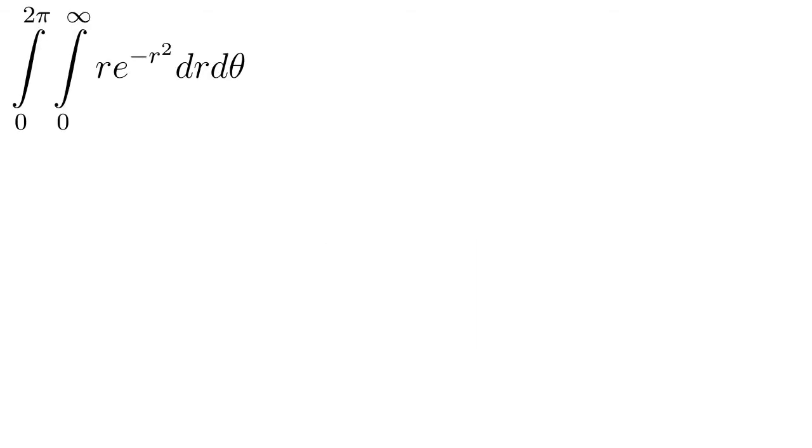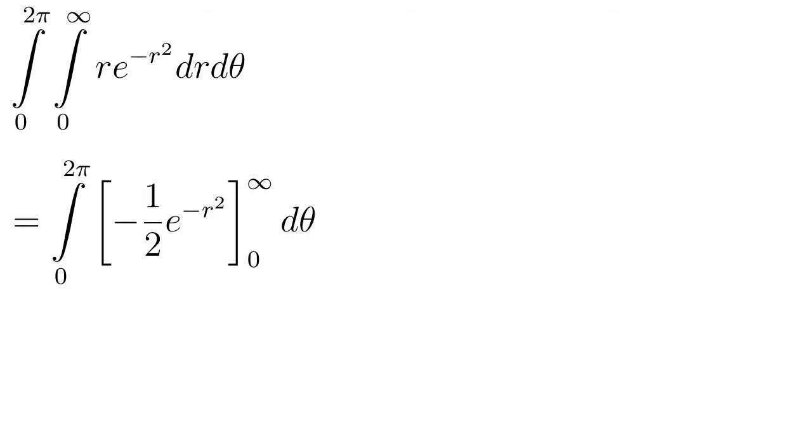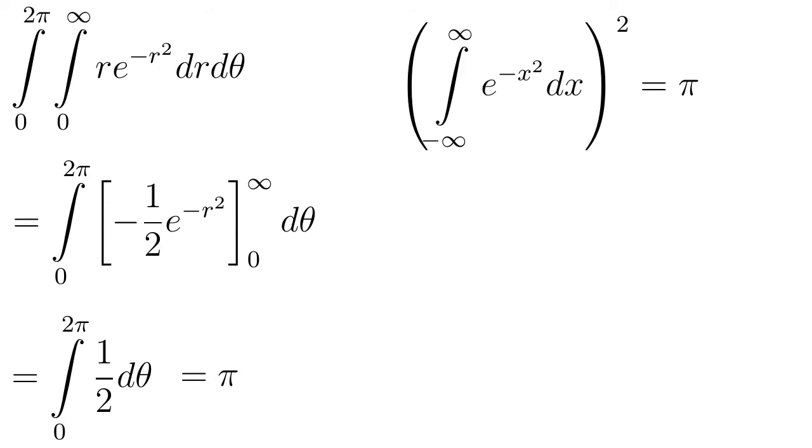The integral of r e to the minus r squared is minus a half e to the minus r squared, and with the bounds from 0 to infinity, this is equal to just a half. So now we have to work out the integral of a half d theta from 0 to 2 pi, which is quite clearly just pi. But we're not quite done yet. Remember, this is the square of our original integral, not the integral itself.